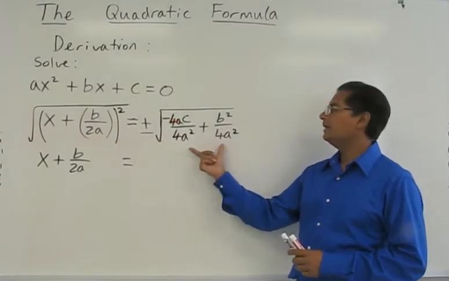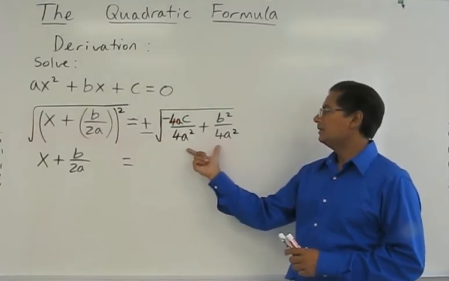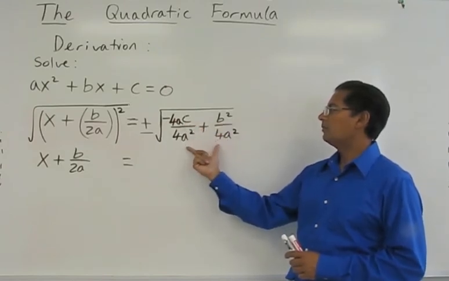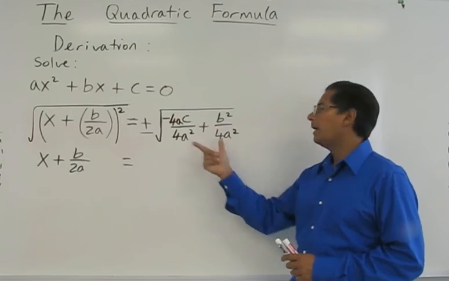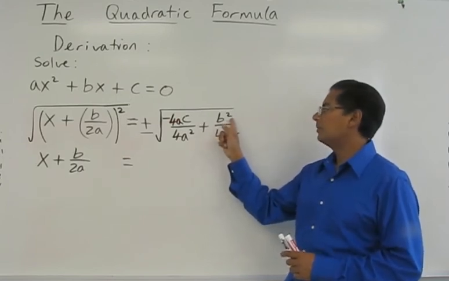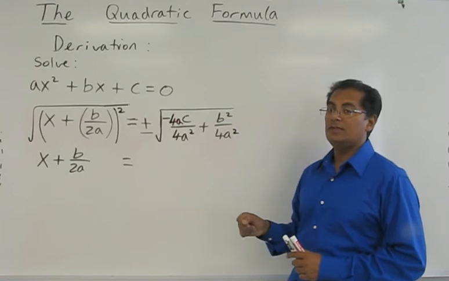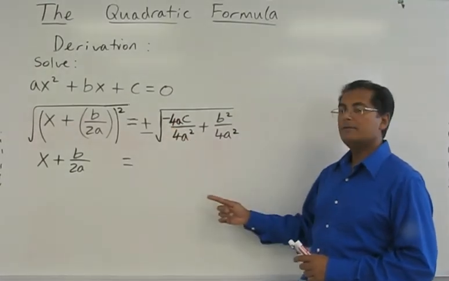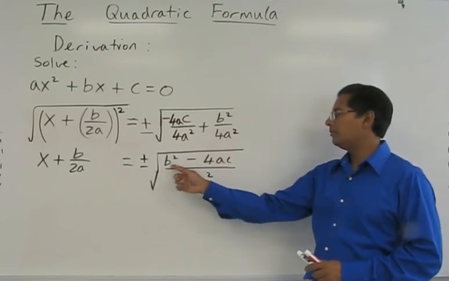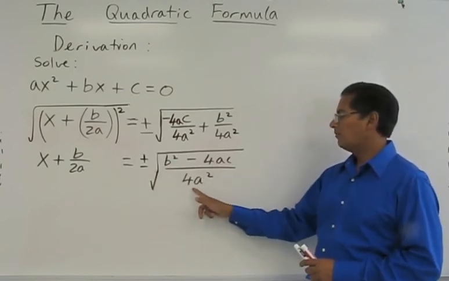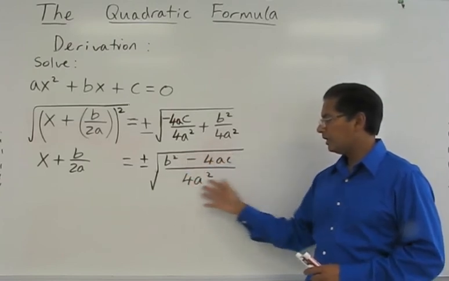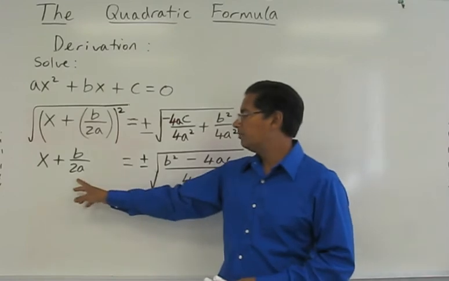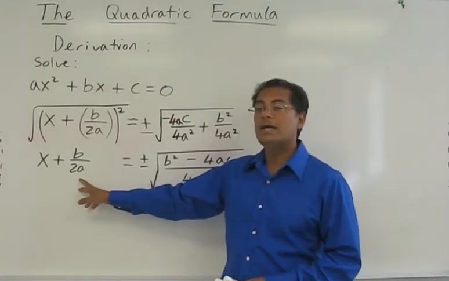And now if I combine these, I have the same denominator now. I'll just have negative 4ac plus b squared over 4a squared underneath the root. And I'm actually going to put the b squared in front. So I'm going to put b squared minus 4ac instead of having negative in front. So that ends up being plus or minus the square root of b squared minus 4ac over 4a squared. Now remember, this whole thing is underneath the square root. And on the left side we have x plus b over 2a.